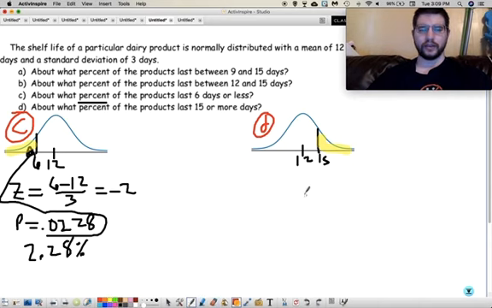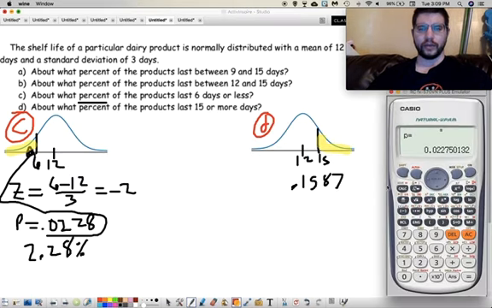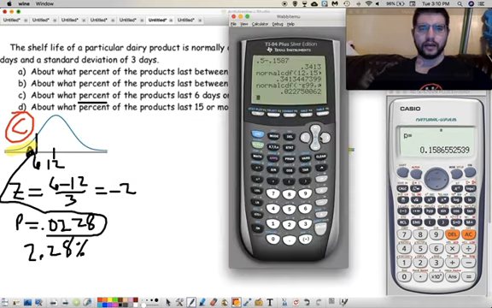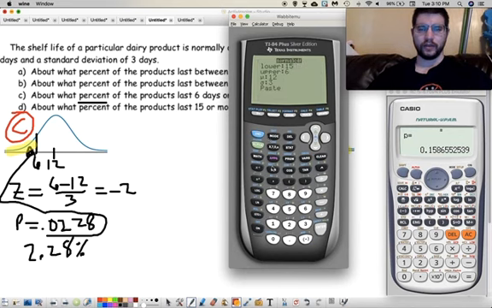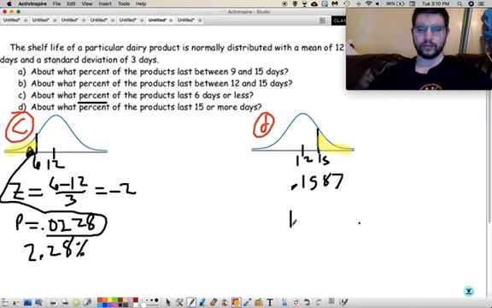So this we already calculated is 0.1587. Now we can check that with the calculators. Lower bound is 15. Upper bound is 1 times 10 to the 99. And we get 0.1587. TI, lower bound 15, E99 positive, and same thing. So 15.87%.